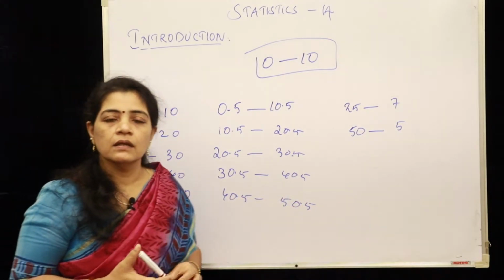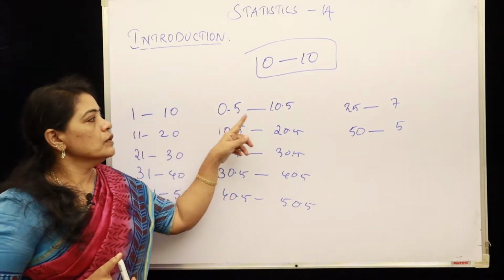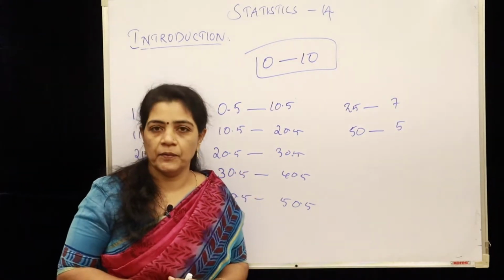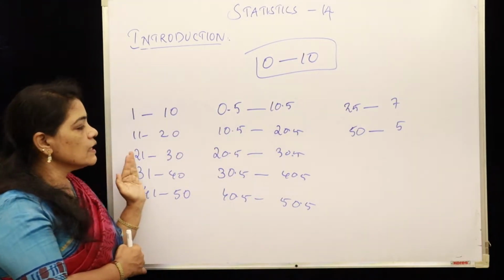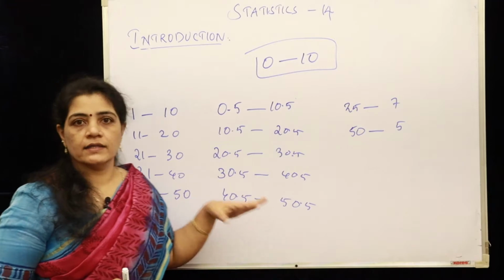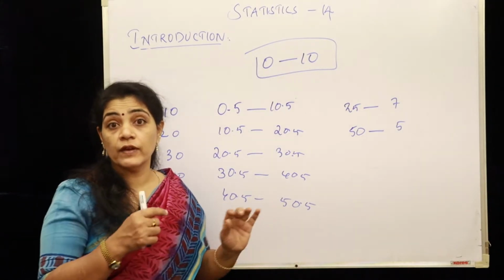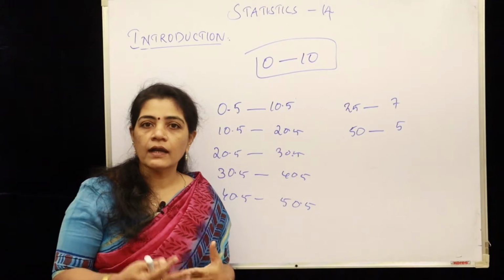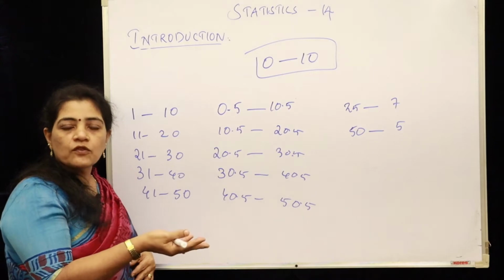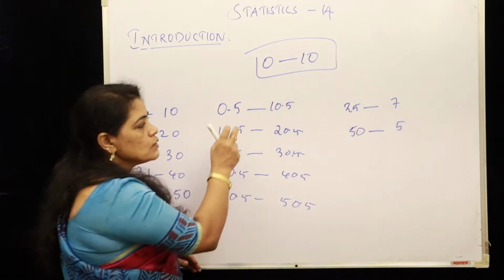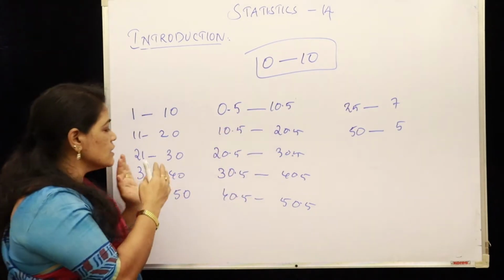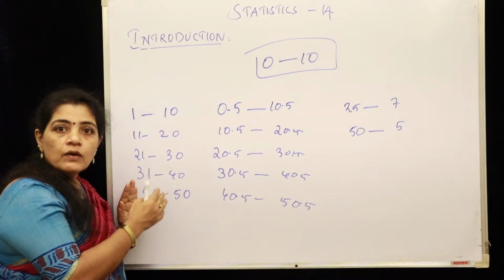Understood? That means, children, listen: here the upper limit and lower limit are now the same. That means we have converted discontinuous form into continuous form, or inclusive form into exclusive form. This is very, very important. If you convert the inclusive form into continuous or exclusive form, what you get is called the actual class limit. This is the actual class, and this is the class interval that we have in the question.